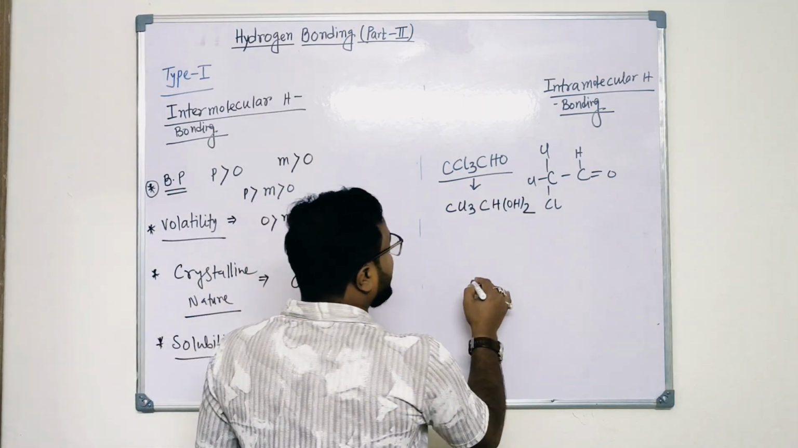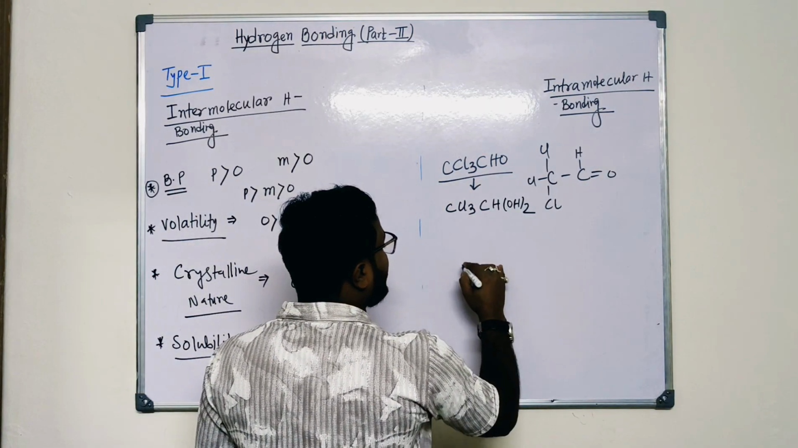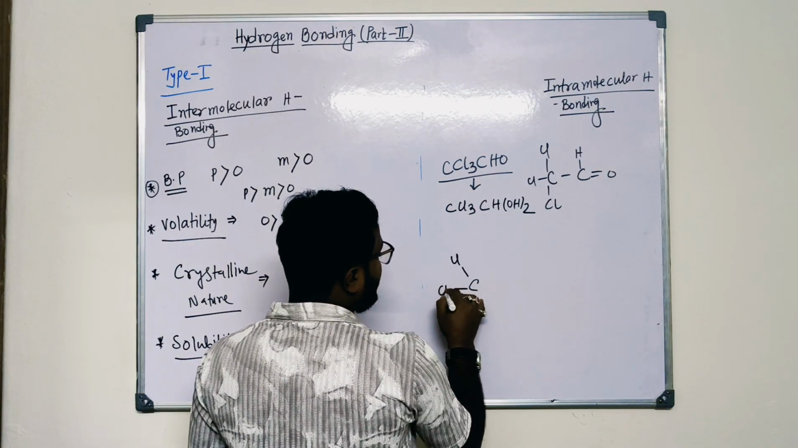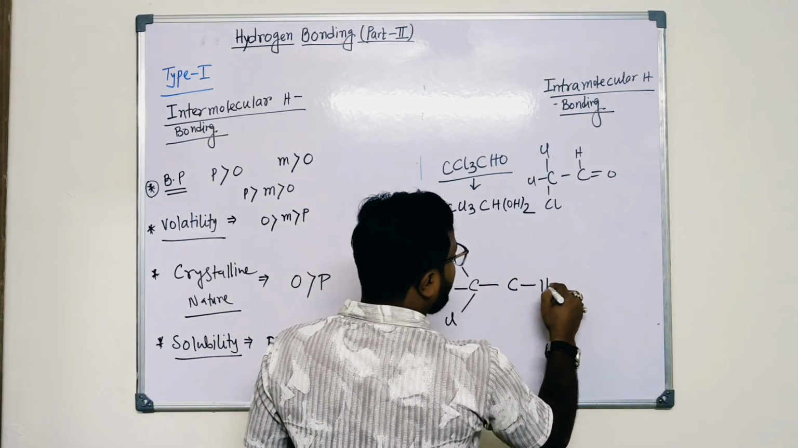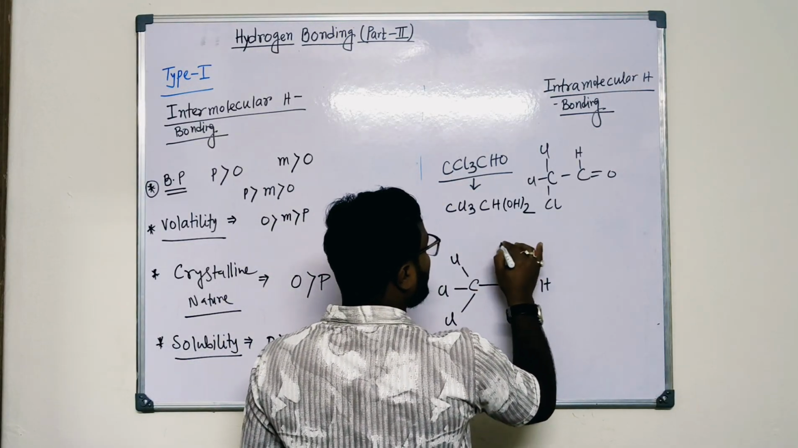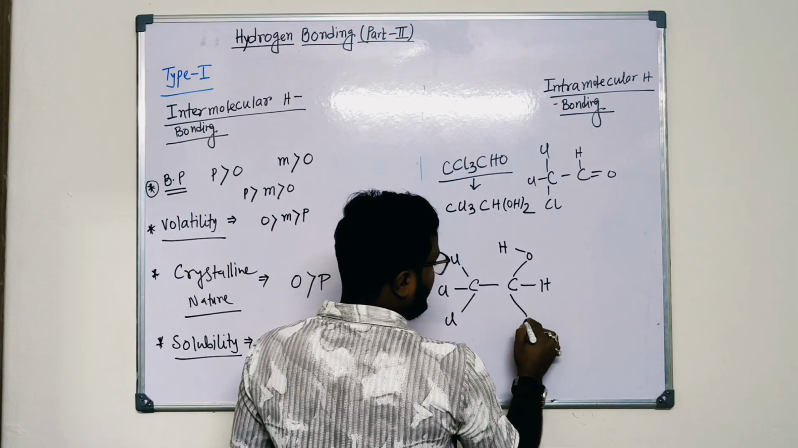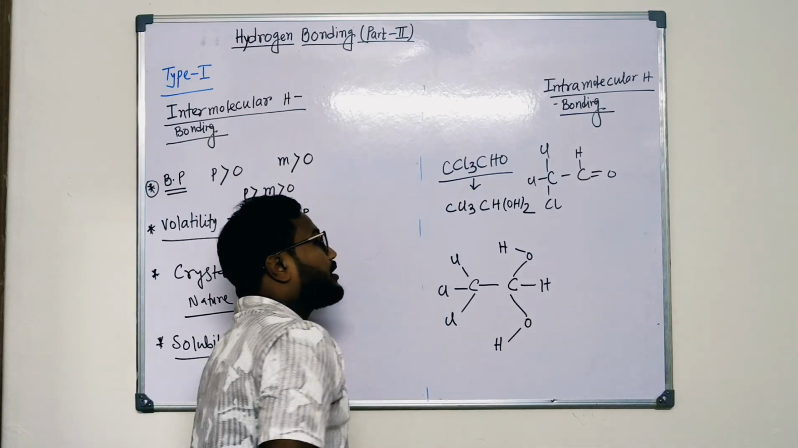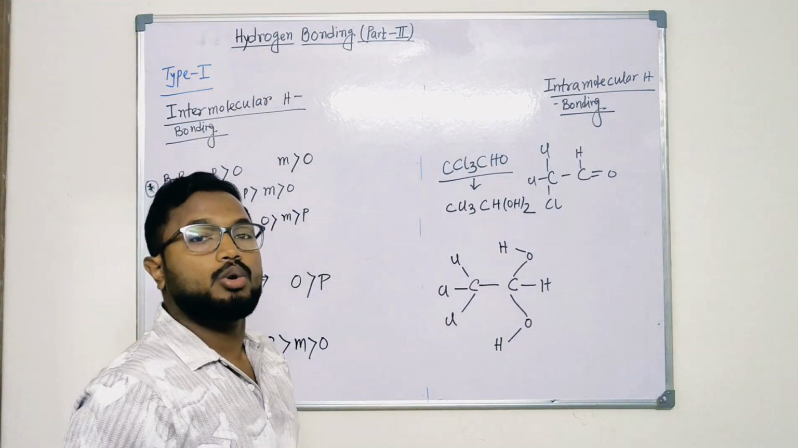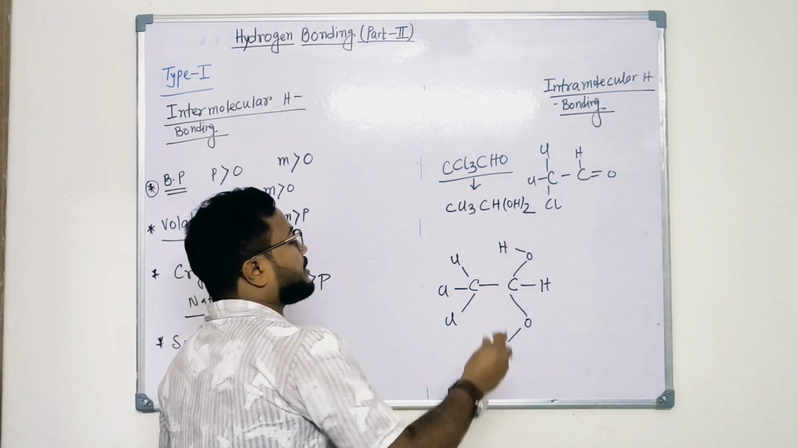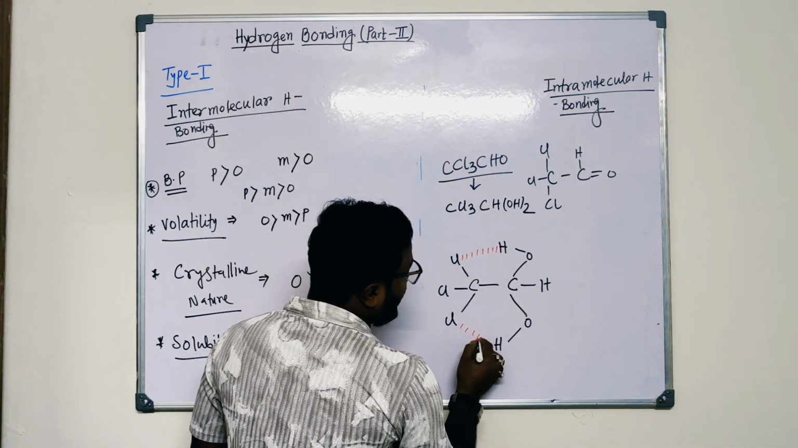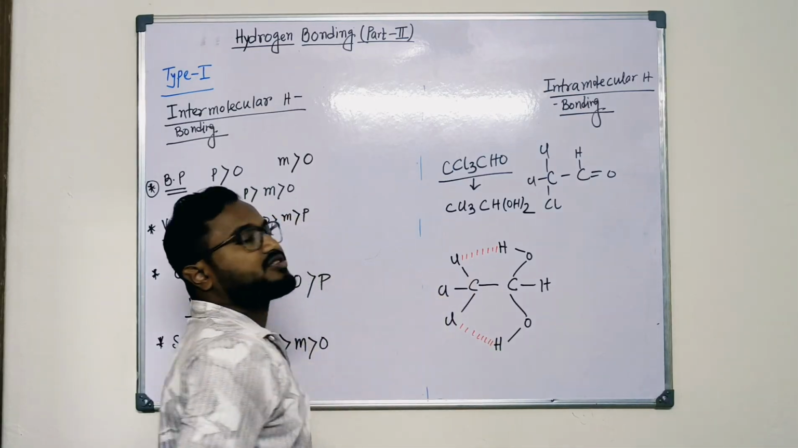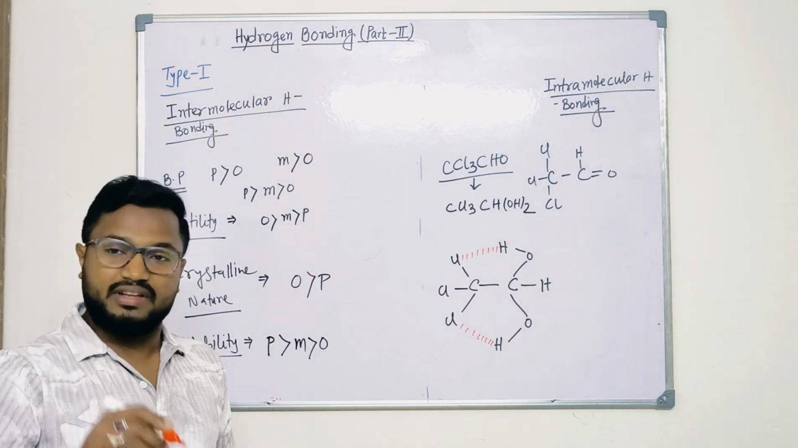Let's see. In case of CCl3, it is arranged like this: Cl, Cl, CCl3, CH, OH, OH. Now this compound is chloral dihydrate. In this case you can see here hydrogen bonding is happening in between chlorine and hydrogen. Because of this reason this compound becomes very stable.